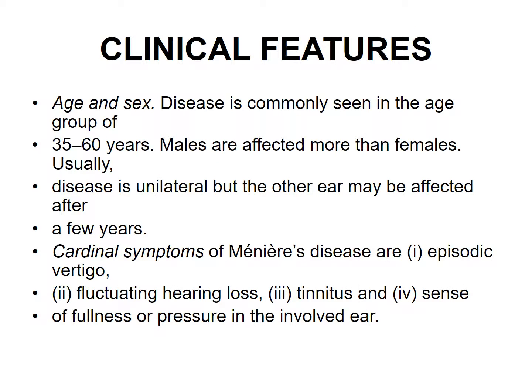Clinical features: age and sex. The disease is commonly seen in the age group of 35 to 60 years. Males are usually affected more than females. The disease is unilateral, but the other ear may also be affected after a few years. The cardinal symptoms of Meniere's disease are episodic vertigo, fluctuating hearing loss, tinnitus, and a sense of fullness or pressure in the involved ear.